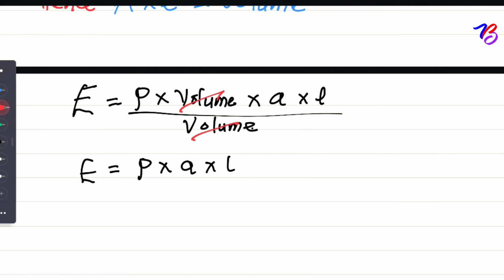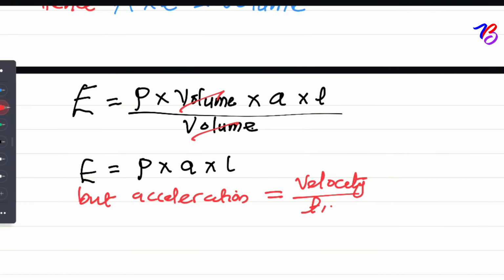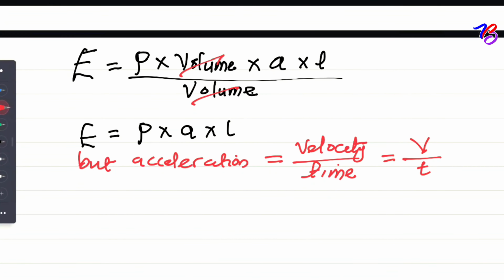Are you following? Then also recall that a, which is acceleration, is equal to velocity over time. Note that this is the change in velocity, which is V over T. Are we together? So we'll substitute that into this formula, so that our Young modulus E will now equal density multiplied by V over T multiplied by L.